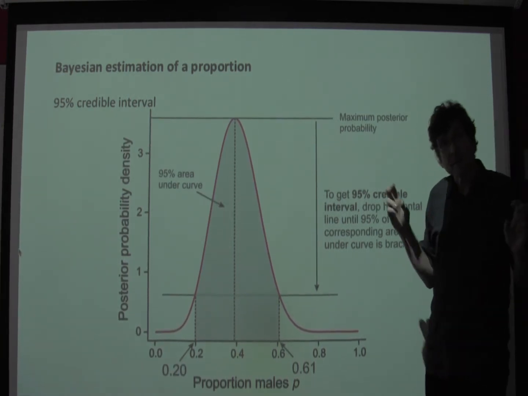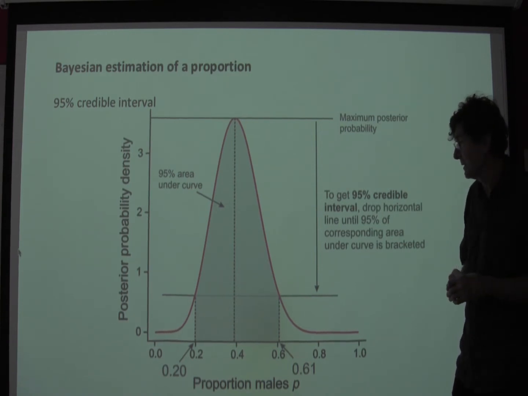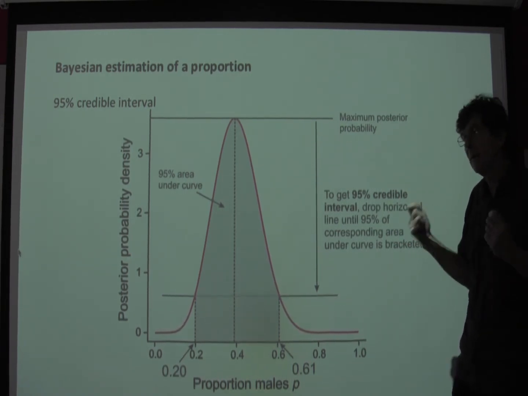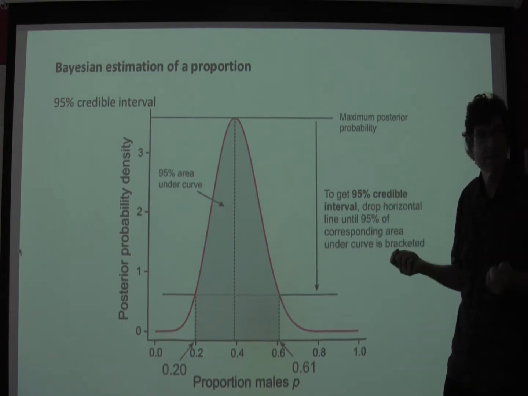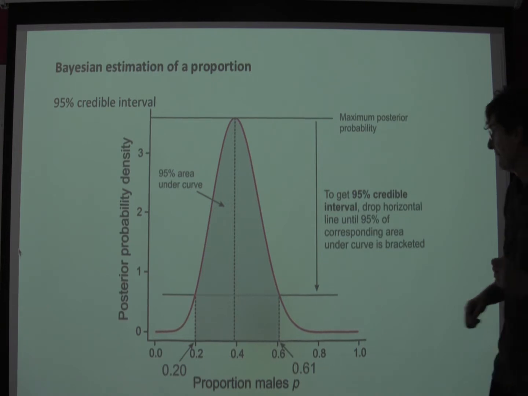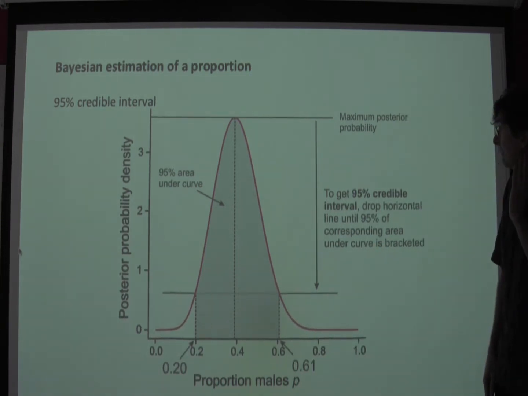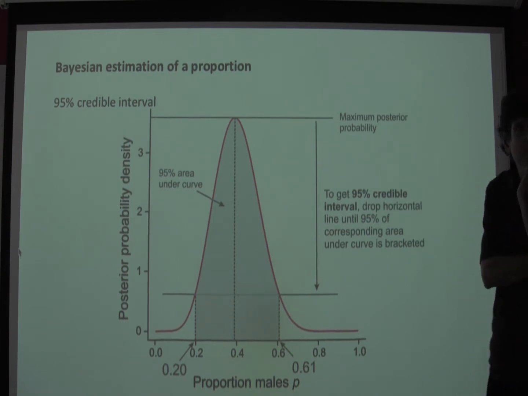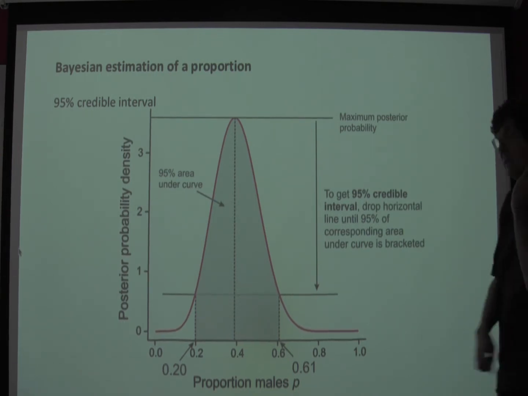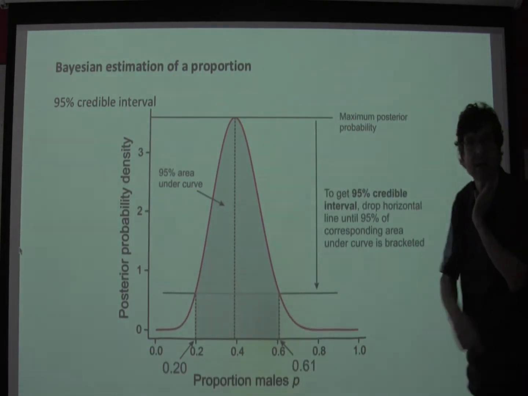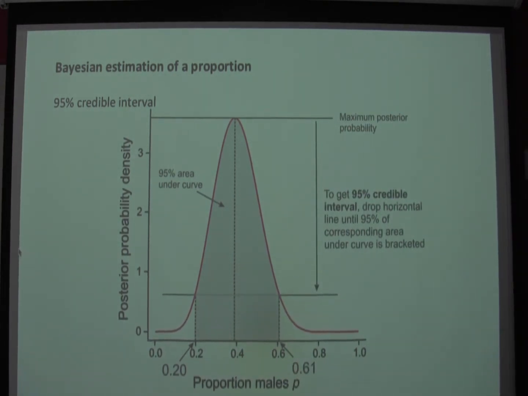And we don't get a 95% confidence interval, strictly speaking, because that is defined in the frequentist sense: 95% of the time we go to the population and resample, calculate the confidence interval, it will bracket the true parameter. In this case, what we end up with is what's called a 95% credible interval.